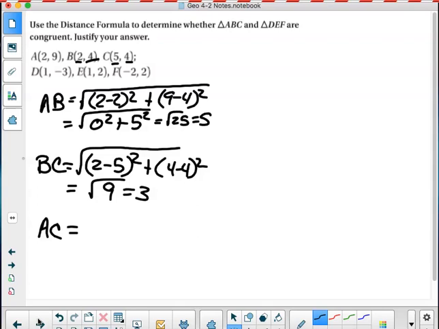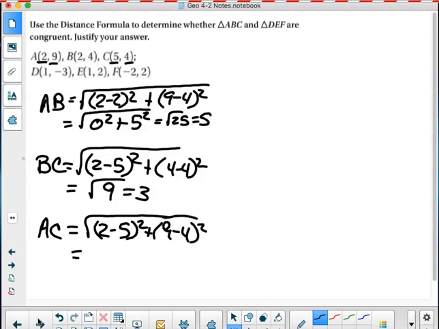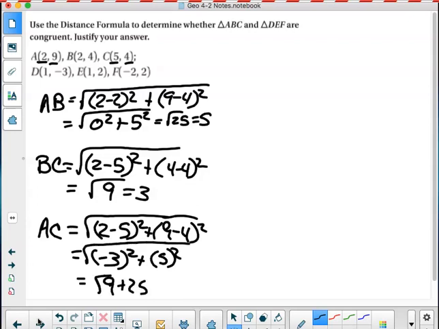So AC, okay, AC. Just make sure I do A and I do C. I got 2 and 5. 2 minus 5, squared, plus 9 minus 4, squared. I got negative 3, quantity squared, plus 5 squared. I got me 9 plus 25, and that's just going to be the square root of 34.